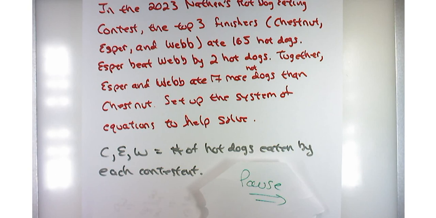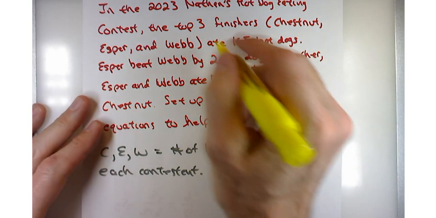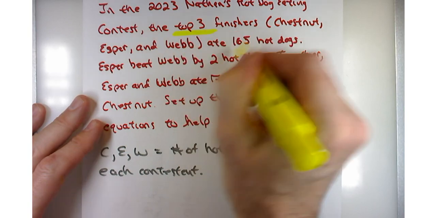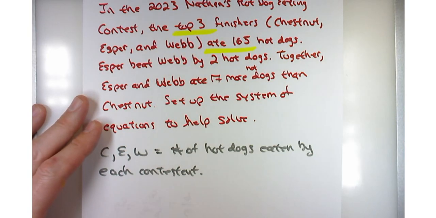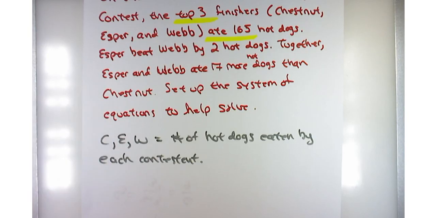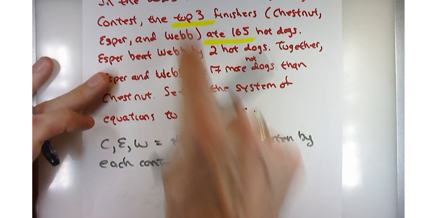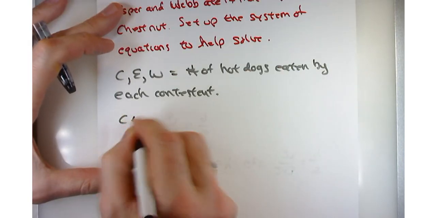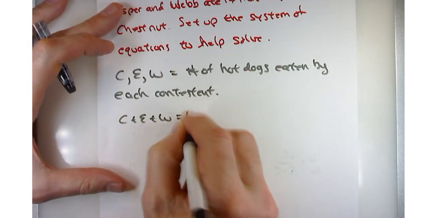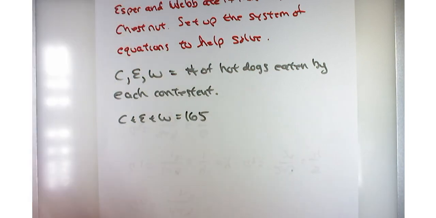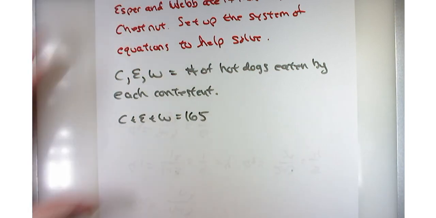Let's start with the easiest equation. So the easiest equation is that the top 3 finishers ate 165 hot dogs, right? So what equation does that represent? C plus E plus W. Yeah, all 3 of them, C plus E plus W equals 165. So, all right, that's the first one.